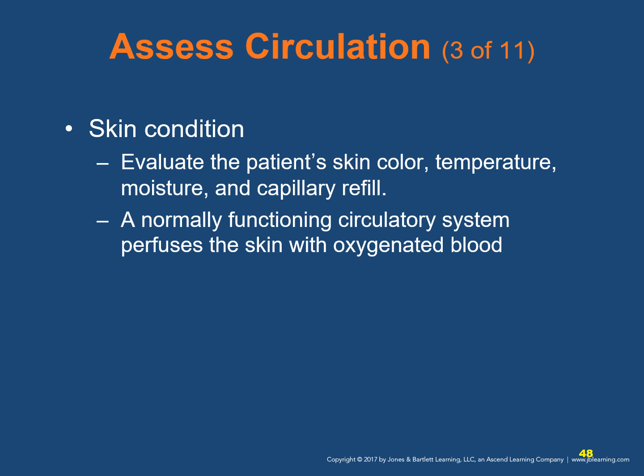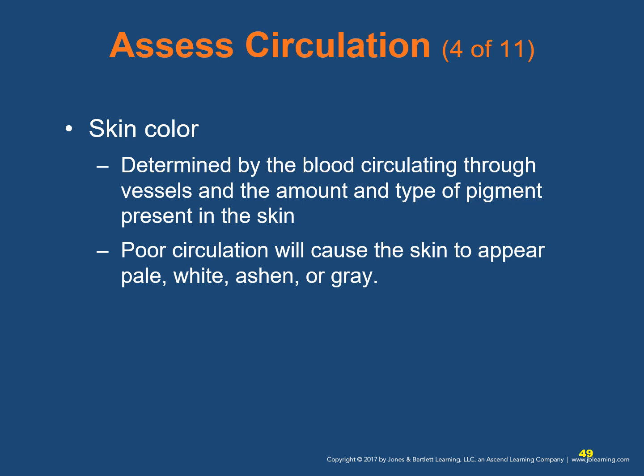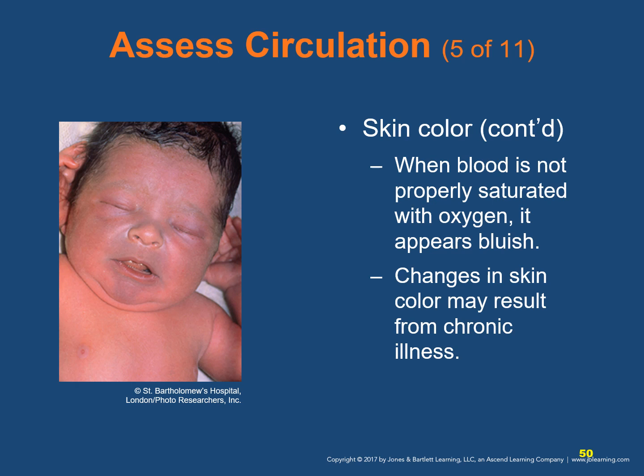A normally functioning circulatory system perfuses the skin with oxygenated blood. The skin's color is determined by the blood circulating through the vessels and the amount and type of pigment that's present in the skin. Poor peripheral circulation will cause the skin to appear pale, white, ashen, or gray. When blood is not properly saturated with oxygen, it appears blue. High blood pressure may cause the skin to become abnormally flushed and red. Changes in skin color may also result from chronic illness.